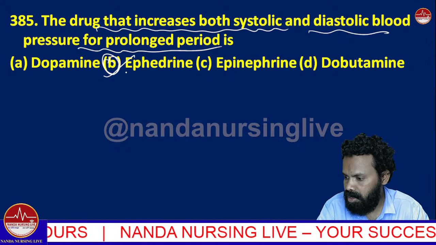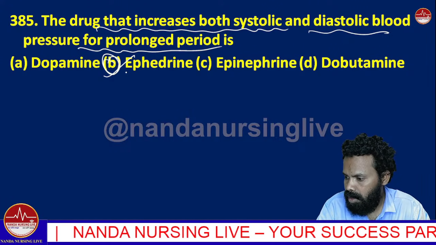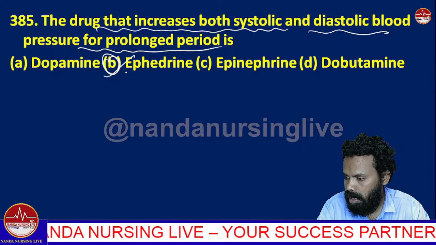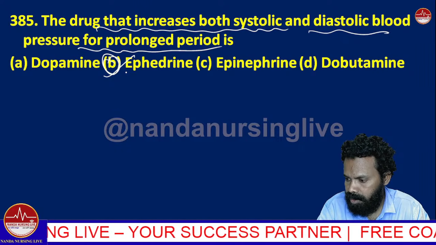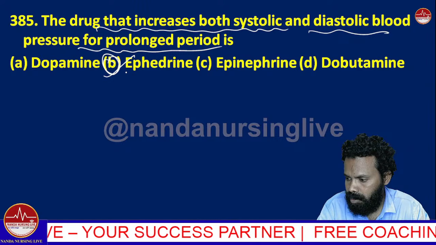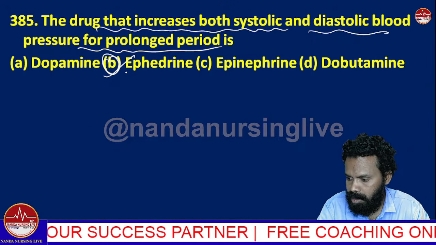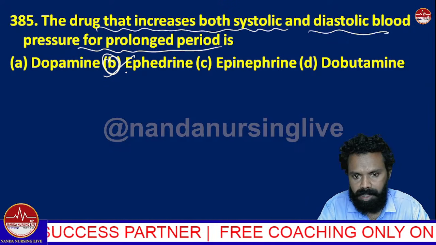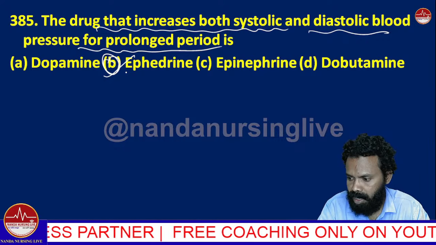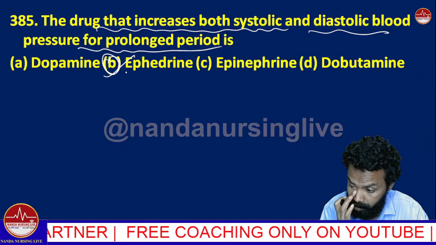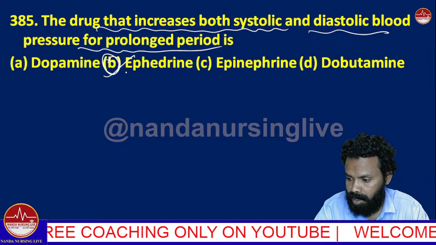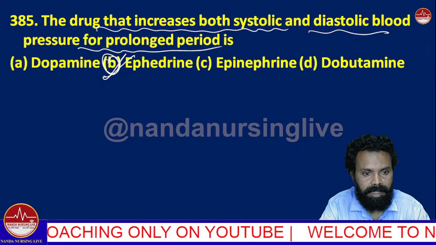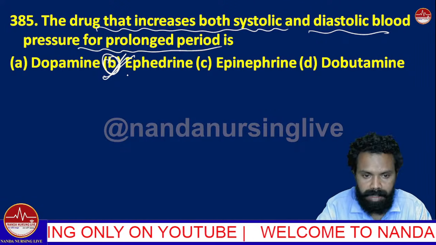Ephedrine acts on adrenergic receptors, and this action causes vasoconstriction and increased cardiac output, resulting in elevation of both systolic and diastolic blood pressure. So option B is the correct answer. Ephedrine is the correct answer.